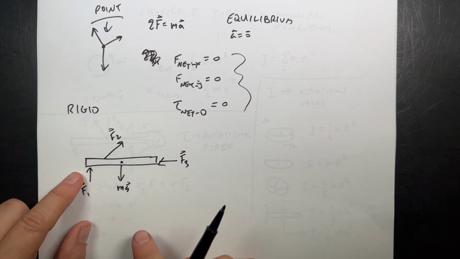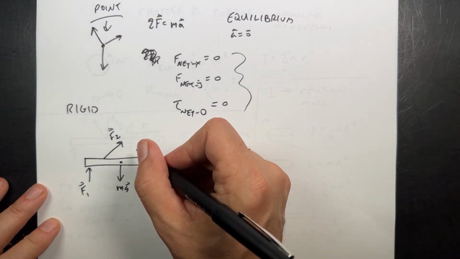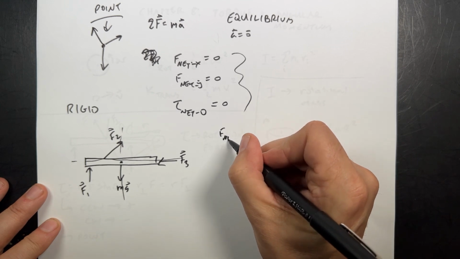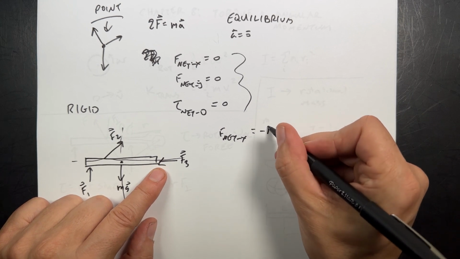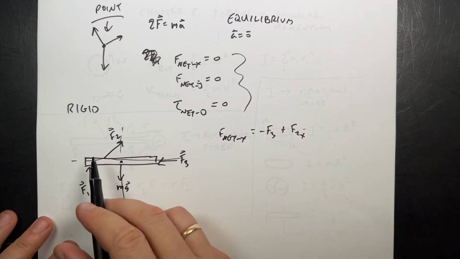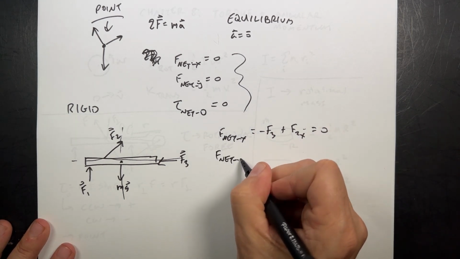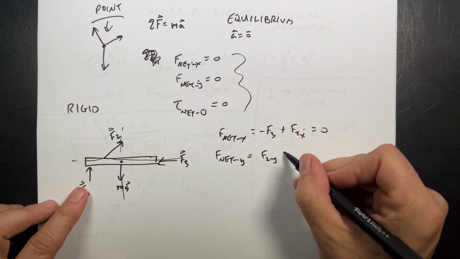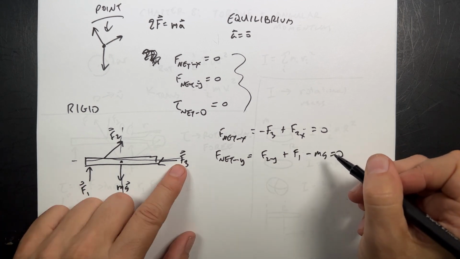Because I have 3 conditions for equilibrium. The first is I need to pick an x and y axis, so let's just pick it right here. It doesn't really matter. So I can say F net x, what forces are in the x direction? It's just going to be minus F3 plus F2x, whatever that x component is, and that's equal to 0. What about the net forces in the y direction? Well, I have F2y, I have plus F1 minus mg equals 0, because that one's not in the y direction.